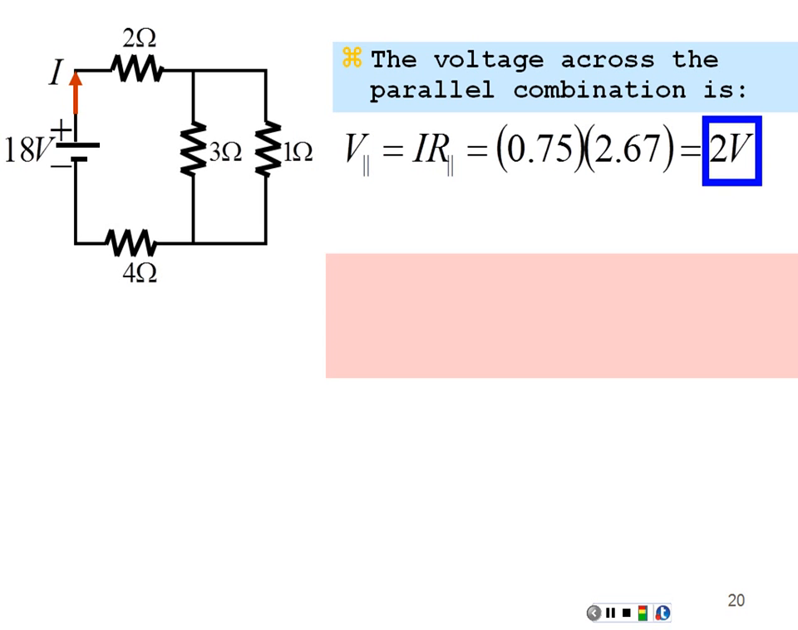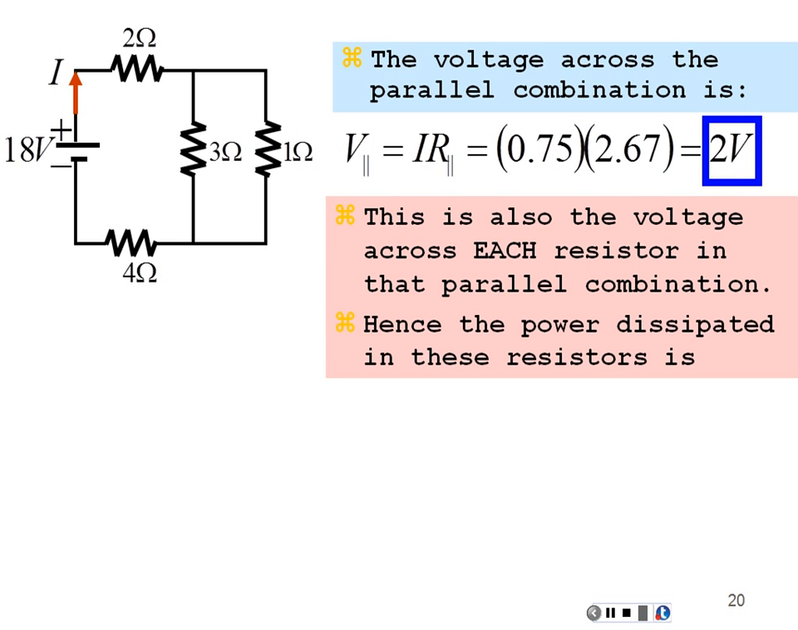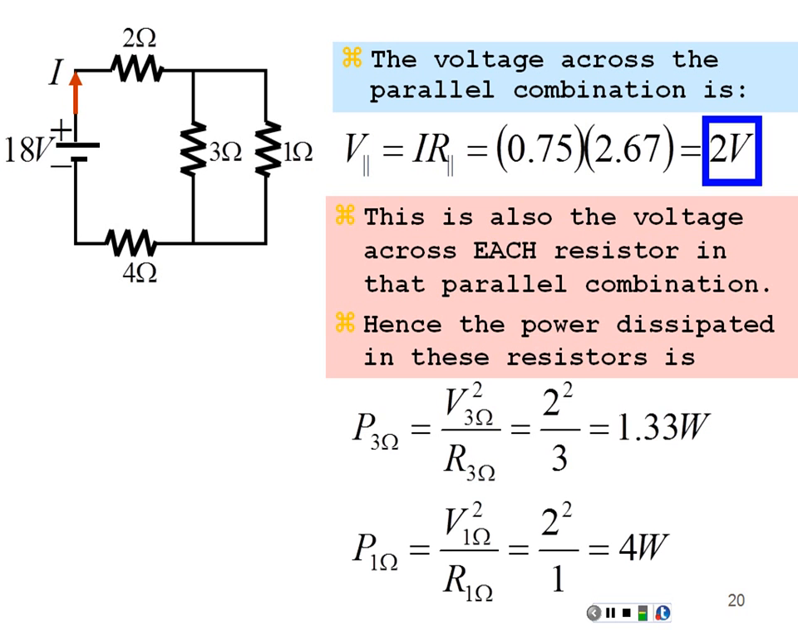So we know the voltage across these 2 resistors in parallel. We can employ our power formula for the voltage, V squared over R. For the 3 ohms, that's going to be 2 volts squared divided by 3 ohms, 1.33 watts. And for the 1 ohm, it's going to be 2 volts squared divided by 1 ohm, 4 watts. So that's the power dissipated in those 2 resistors in parallel.